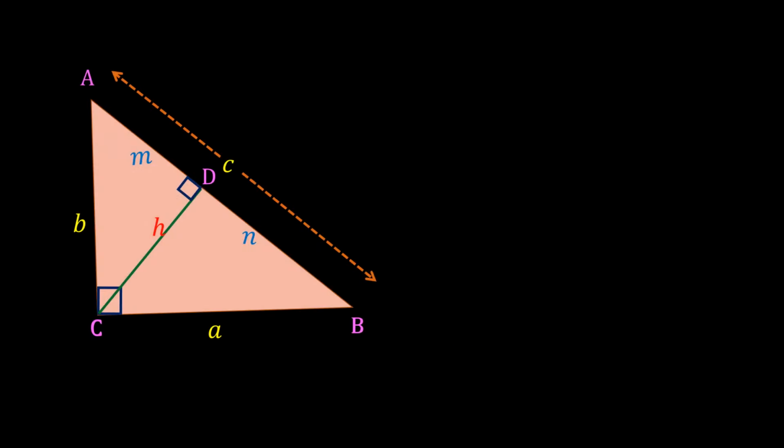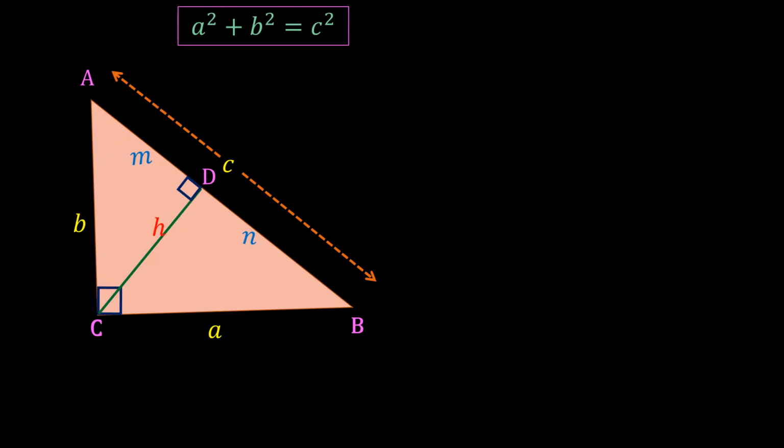So the first result is a square plus b square equal to c square. That is, the square of the hypotenuse is equal to the sum of the squares of the remaining two sides. So which is Pythagoras theorem, which all of you know, and if you want to know the proof of the theorem, you can check out the link given in description. And let us look into the proofs of the next equations.